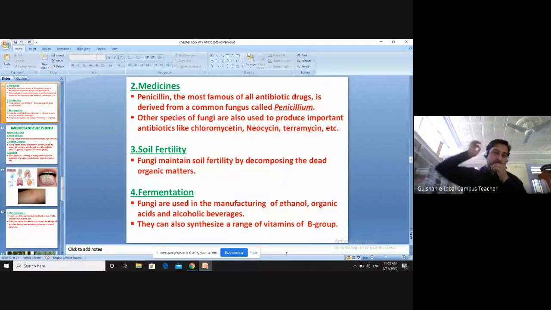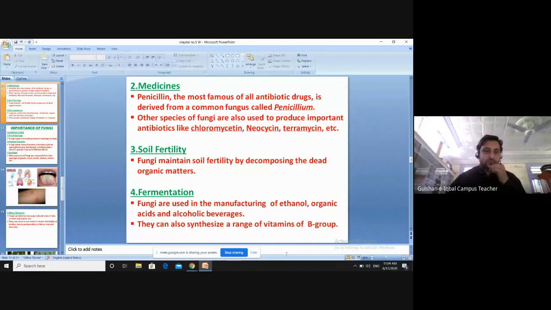They can also be used to synthesize a wide range of vitamin B. Vitamin B is a complex vitamin, and it is very important for our body. Vitamin B1, vitamin B2, vitamin B6, vitamin B12, these are known as complex vitamin B. These vitamins can be gained from fungus. So in the making of these vitamins, fungus is used. So fungus has very important effects on our life.